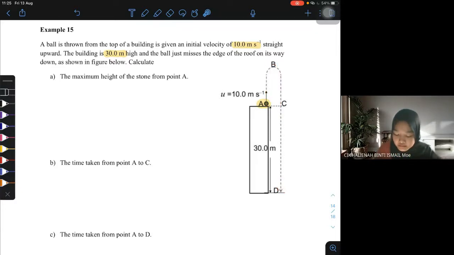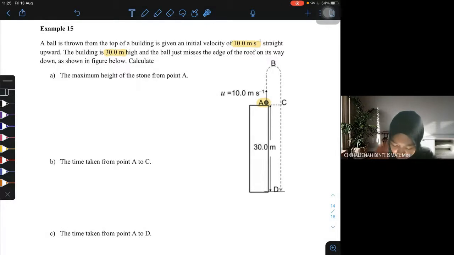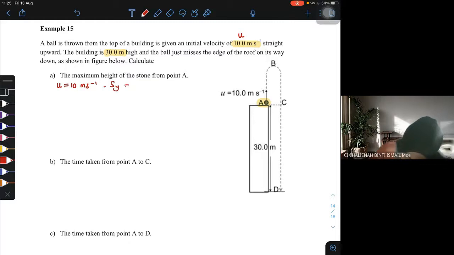Okay, so this one is actually a mix of projectile and free fall and horizontal actually. So we cannot really specify lah this one adalah untuk free fall ke ataupun just horizontal. Okay, kenapa? Nanti kita tengoklah dekat sini. Okay, so basically we are given two information. We are given the initial value untuk U, 10 meter per second, and then the height of the building here, which is SY, negative 30 meter.